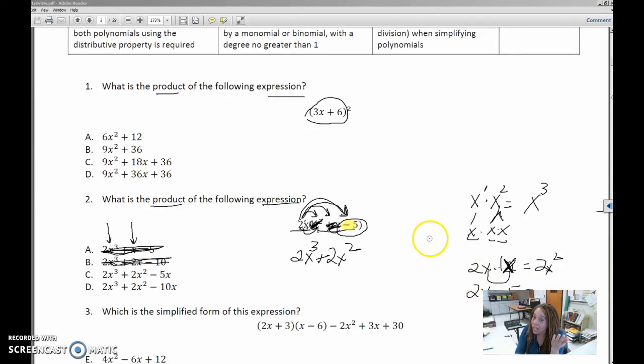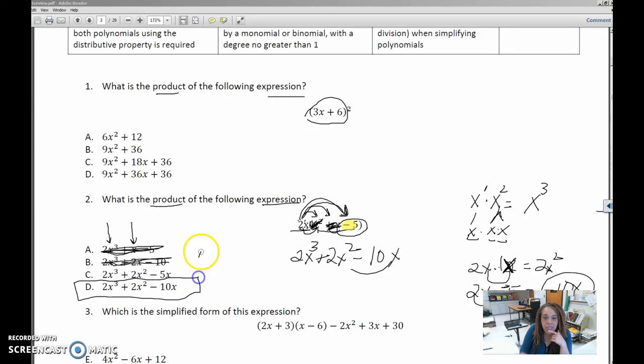This 5 does not have an x on it, so I'm only going with coefficients. It's a negative. Well, 2 times negative 5 is negative 10. And how many x's were on that multiplication there? Just 1. So because it's negative 10x, I write that on the end as negative 10x, also called minus 10x. So now it's pretty clear that my answer choice, again, is answer choice D. All right? That's how you figure out that one.